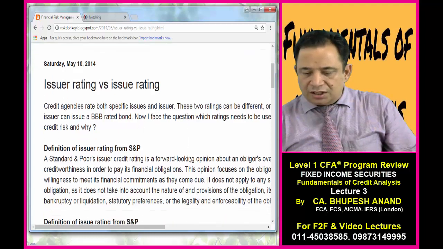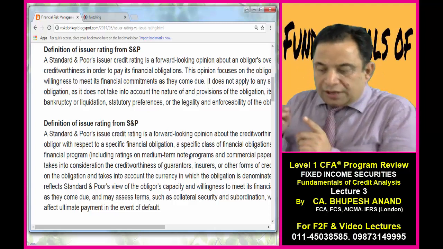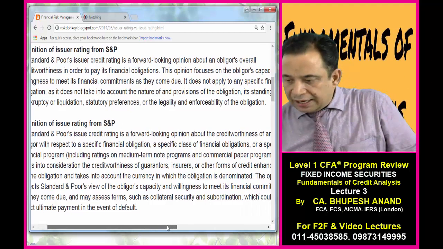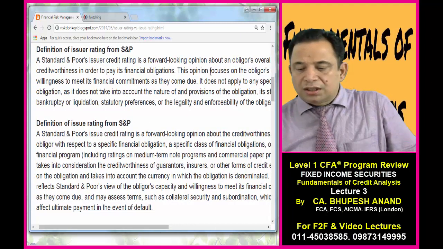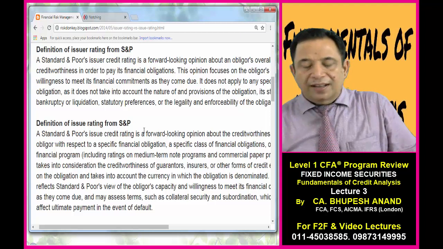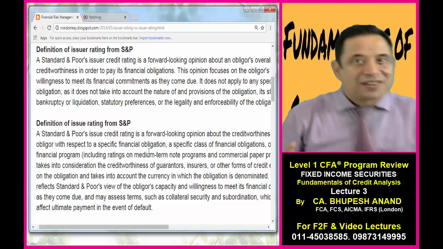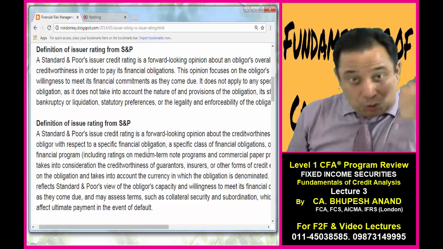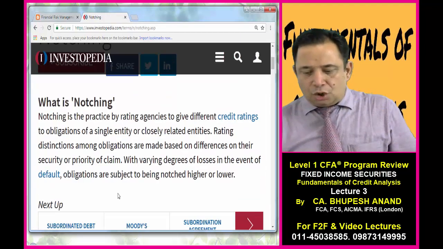Now the definition of issuer rating from S&P. A Standard and Poor's issuer credit rating is a forward-looking opinion about an obligor's overall creditworthiness. And the definition of issue rating: a Standard and Poor's issue rating is a forward-looking opinion with respect to a specific financial obligation. Are you getting the point? Issue related and issuer related are different, and for that we follow a technique named as notching.